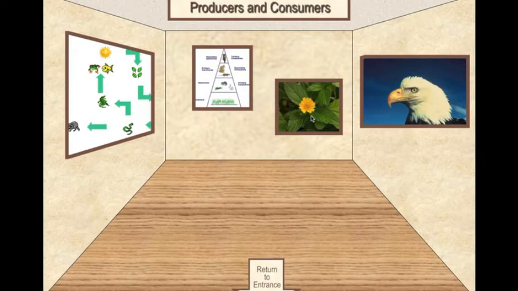So this would be a picture of a producer, and then this eagle would be an example and a picture of a consumer.